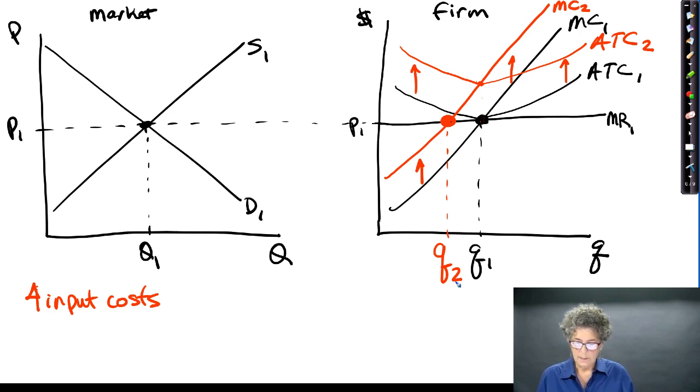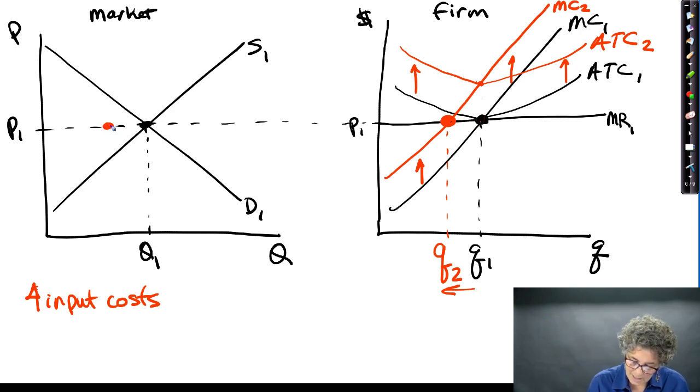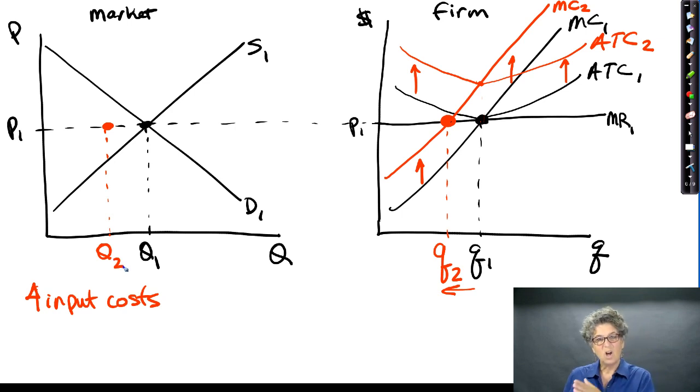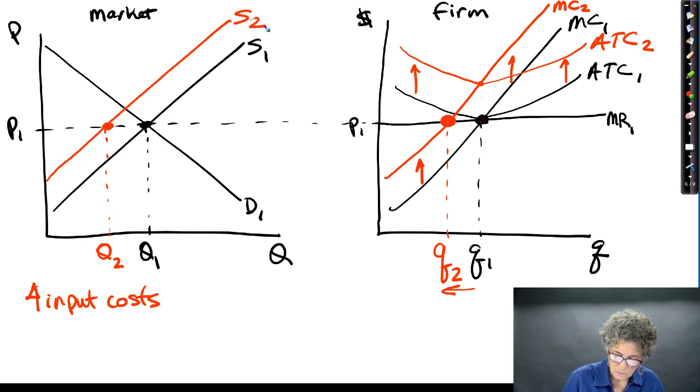Which means that at the original price, P1, because I haven't changed the price yet, the typical firm in the industry is now producing a lower quantity, Q2 instead of Q1. Now come back over to your market graph. What is that telling you? It tells you that at that price, P1, the typical firm is now producing a lower quantity, and so the market quantity is also going down at that original price, P1. And so I'm going to have a new supply curve, S2, that's to the left of the original supply curve.